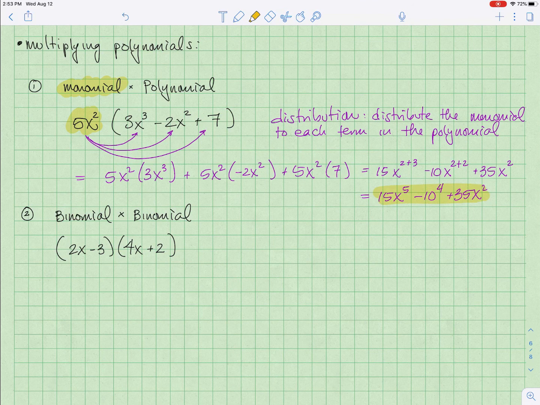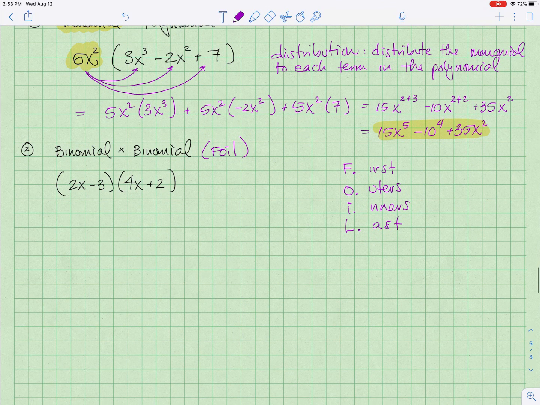So, distribution. This next one is pretty classic stuff. It's taught in a very specific way. With this technique, students are taught to what's called FOIL. That's an acronym for first, the outers, the inners, and the last. And so what they're talking about is going through this in a specific order.